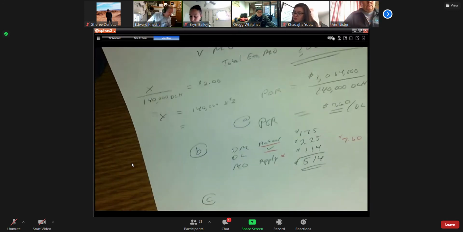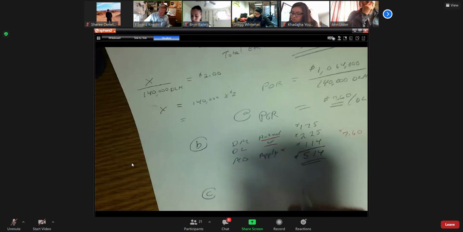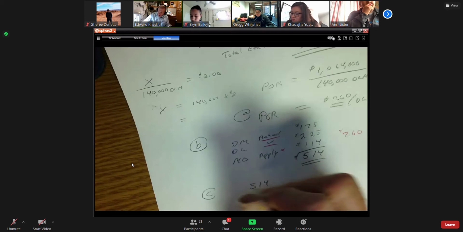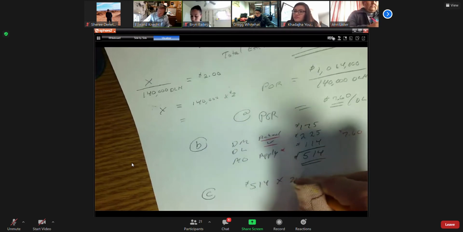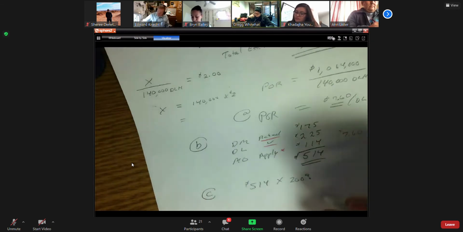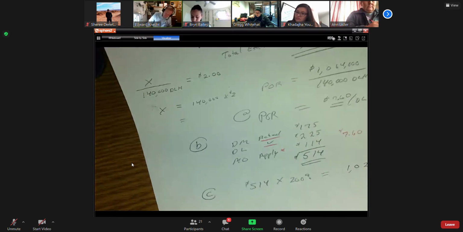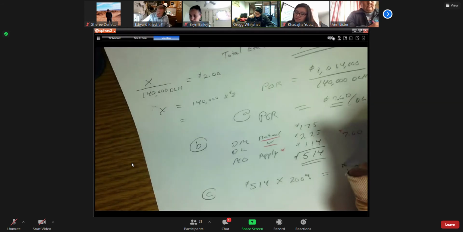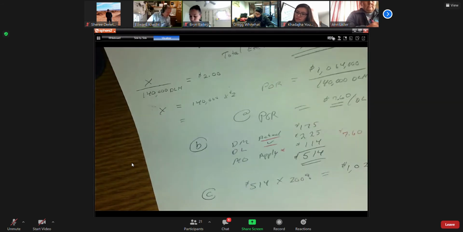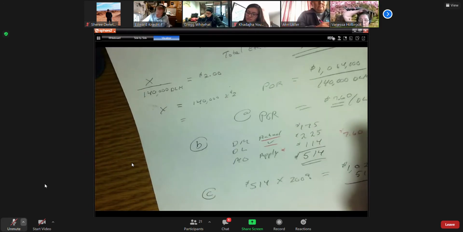Part C, if the company uses a markup percentage of 200% of its total manufacturing costs, what is the selling price for job 550? So 514 is the cost. We're going to mark it up 200%. What's the markup then? 1,028. Is that what we're going to sell it at? No, you have to add it to the 514, so it's 1,542. Very good.